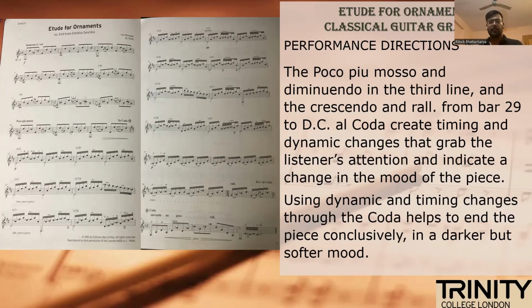These techniques, these devices are great to create transitions, to create a sense of change, to build up the listener's anticipation to a new kind of sound that follows in the rest of the piece. So being aware of how to execute these, what they mean, and where they're being employed is also very important. Now, using such changes and understanding these dynamic and timing changes through the piece, of course, and especially through the coda, helps to end the piece more conclusively in a darker and softer mood.